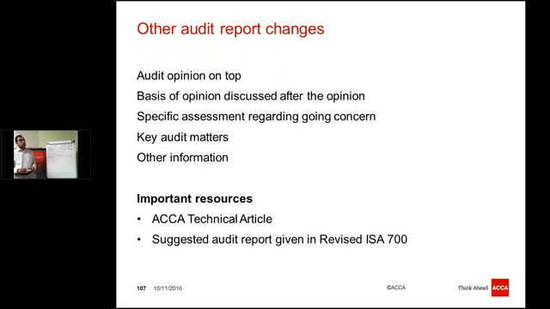So we have the audit opinion on top. We have the basis of opinion discussed right after the opinion. We have specific assessment regarding going concern, as I just talked about. So the auditor is specifically required to mention, especially in case where there is a material uncertainty with regard to going concern. So the auditor is expected to mention that as well. The key audit matters is the new edition, and of course other information. We just talked about that yesterday when we were covering ISA 720.